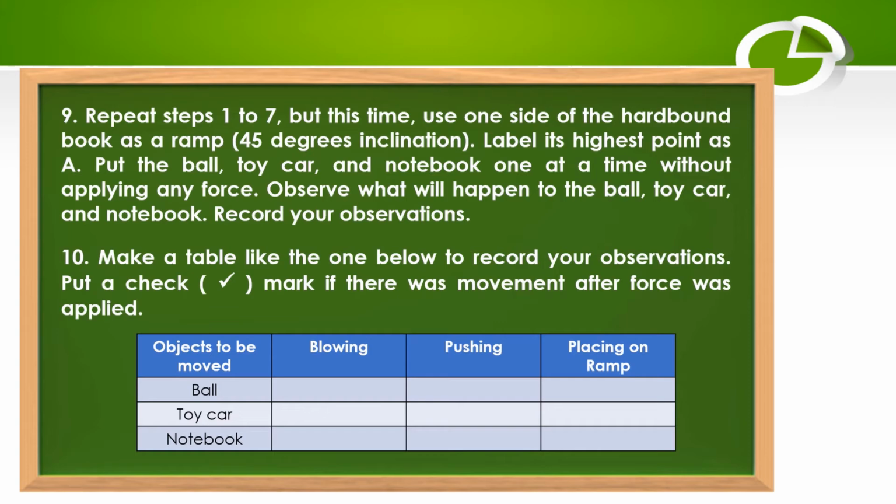So 9. Repeat steps 1 to 7, but this time, use one side of the hardbound book as a ramp, 45 degrees inclination. Label the side point as A. Put the ball, toy car, and notebook one at a time without applying any force. Observe what happened to the ball, toy car, and notebook. Record your observations. So, make a table like the one below to record your observations. Put a check mark if there was movement after force was applied. Okay, is that clear? Okay, good luck.